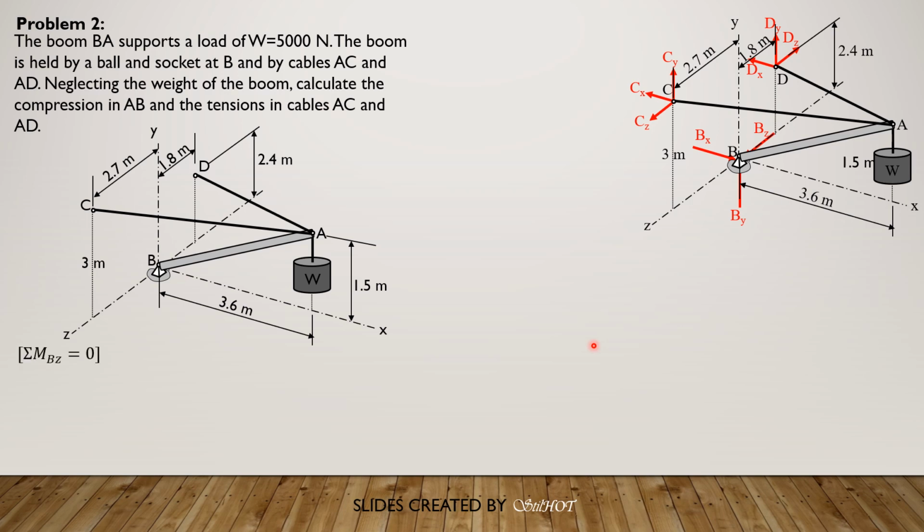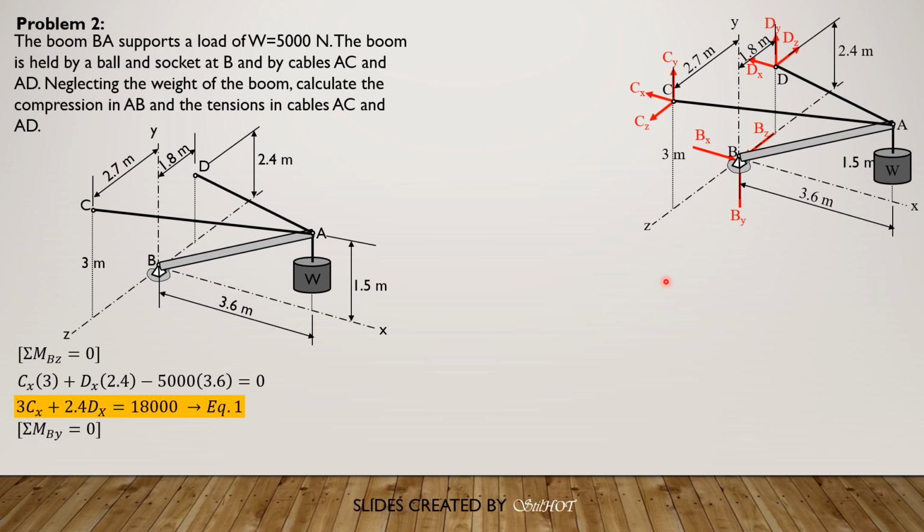So summation of moments about BZ equals 0. Following the right thumb rule, our equation would be Cx times 3 plus Dx times 2.4 equals 5,000 newtons times 3.6. Simplifying, 3Cx plus 2.4Dx equals 18,000 newtons. Call that equation 1. Next, we sum up moments about the BY axis so that we can relate Cx and Dx. Cz and Dz are not involved because they pass through the BY axis.